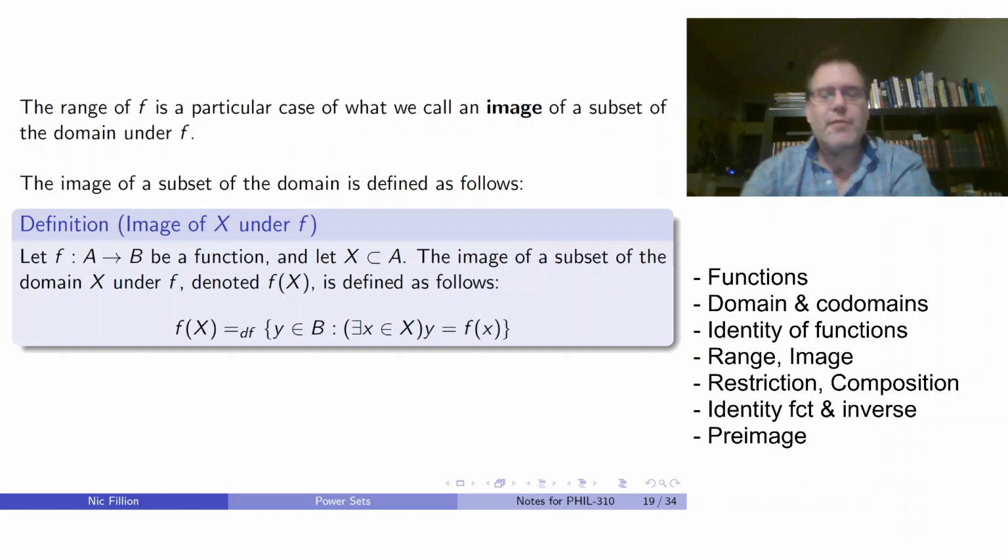And now f(X) equals, by definition, the set of elements of the codomain that are mapped on, now not by an element of the domain, but by an element of the subset X of the domain. So we take just a certain number of elements of the domain and we look at the set of objects that those map onto. And that's what we mean by the image of a set under a function.